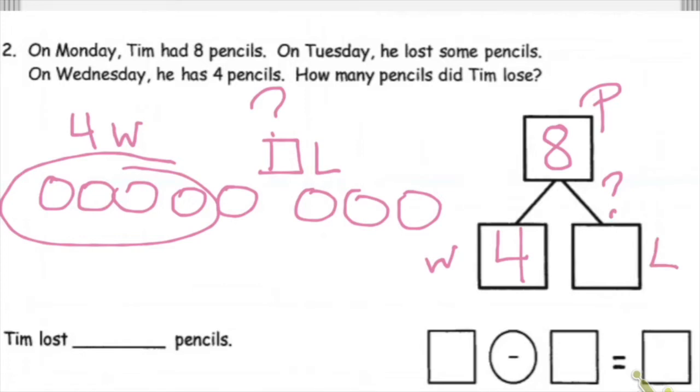Now we can count to see how many are left that we did not circle, and that will be our missing part. Well, there's 1, 2, 3, 4. So there's 4 that he lost. So 8 is our whole, which we know whenever we're subtracting, it's our whole minus our part equals our other part. So we know it's 8 minus the 4 that was on Wednesday equals the 4 that was lost. So how many did Tim lose? Tim lost 4 pencils.